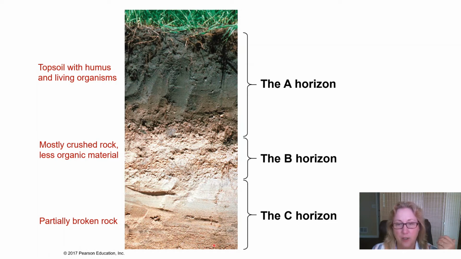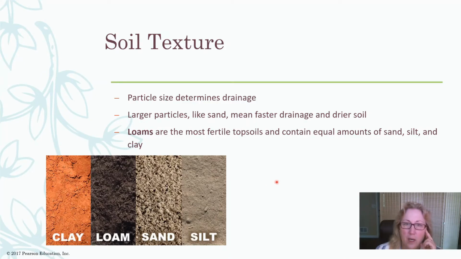The other soil horizons would have progressively less organic matter in them. So the A horizon, which is the topsoil, is about 50% organic material. And the B and the C horizons have more and more rock and less of this organic matter. And they're not really mixing that much with the topsoil. So the texture of the soil is going to determine drainage. And you want good drainage, but not too much drainage for good soil.